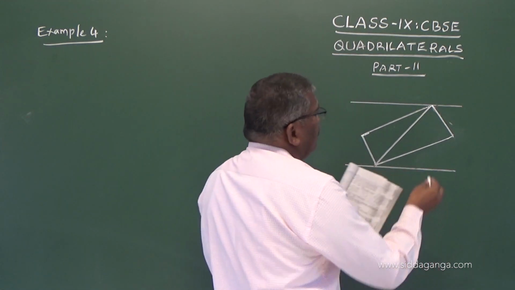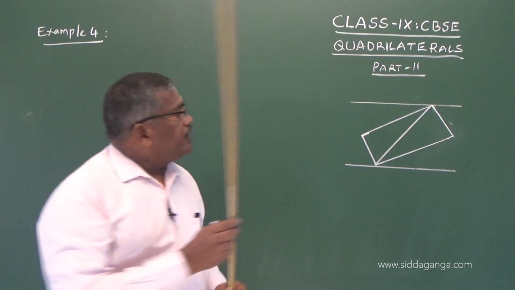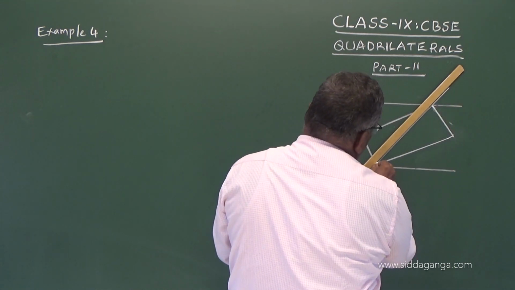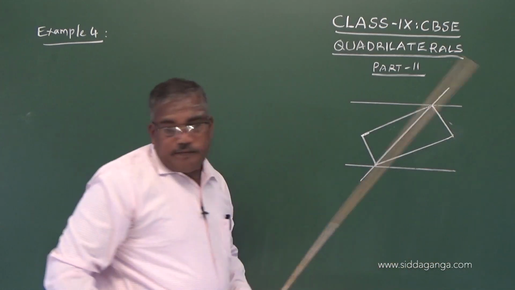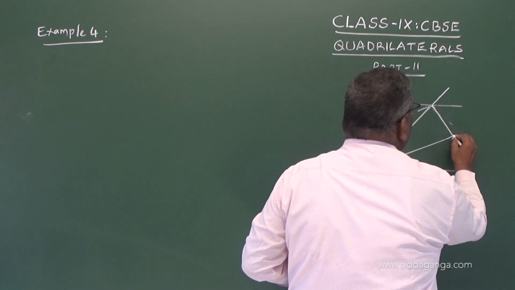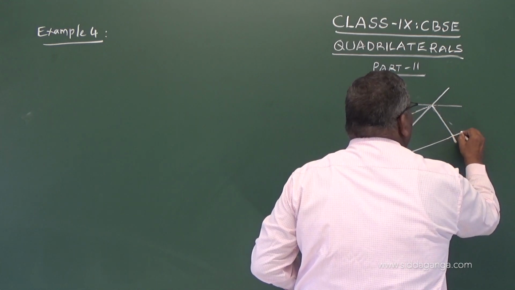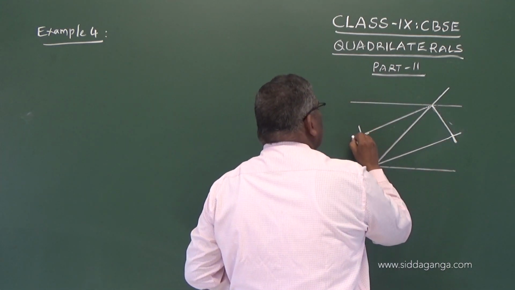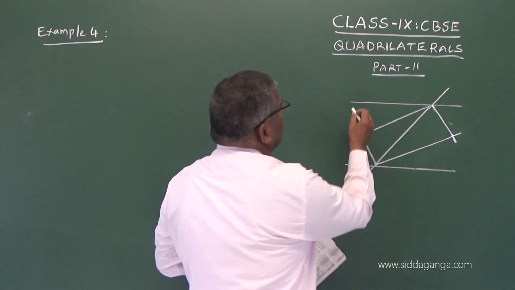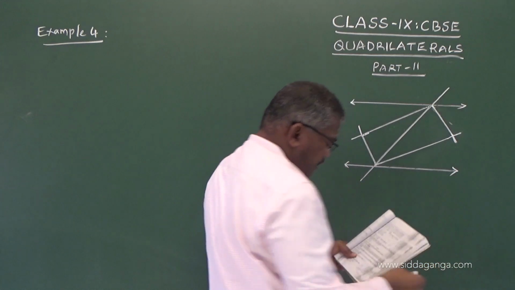So this is the diagram. We extend all lines. We'll extend this. This is the extension. These are just extensions. Now this is one ray, one line.